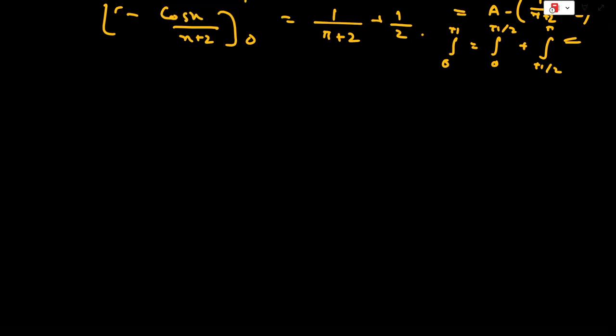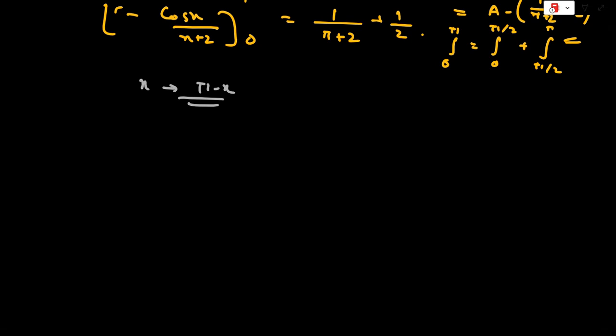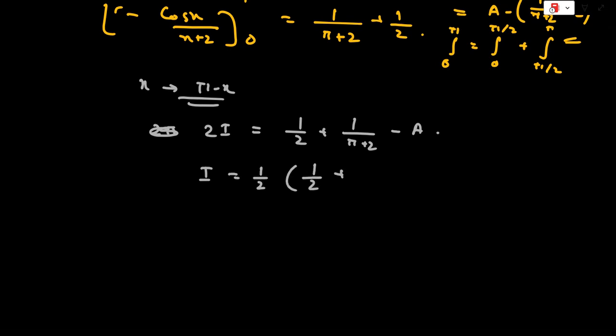So x goes to pi minus x. Now this clearly converts the second part and matches the structure of our original integral I, and you get 2I equal to 1 by 2 plus 1 by (pi plus 2) minus A. So what is the final answer? I is equal to 1 by 2 into (1 by 2 plus 1 by (pi plus 2) minus A). So proved.